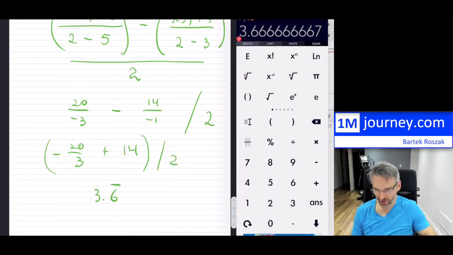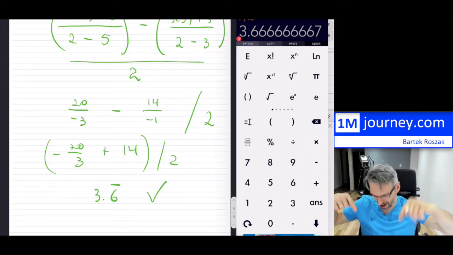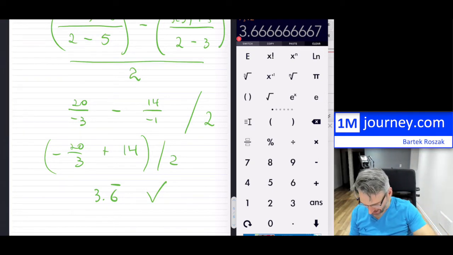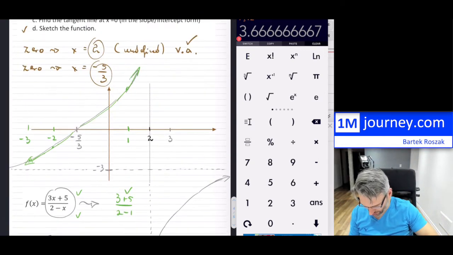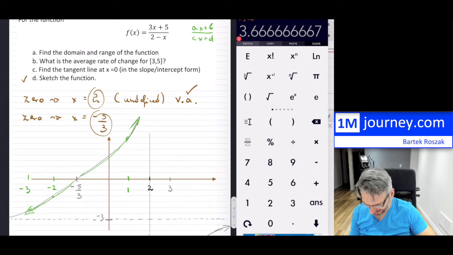All right, so here's our average rate. Hopefully that's correct, okay? If anything, you can put up a comment below. And then they asked us also to find the tangent line at x is equal to 0.